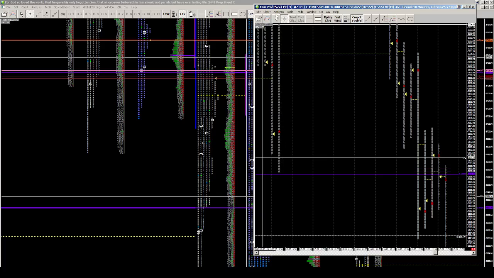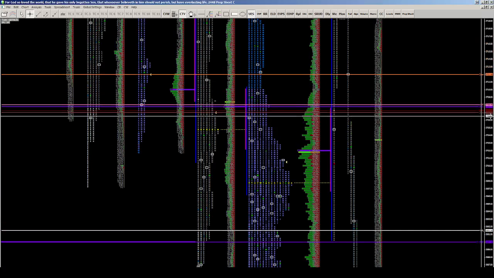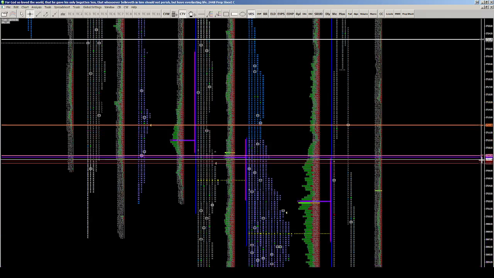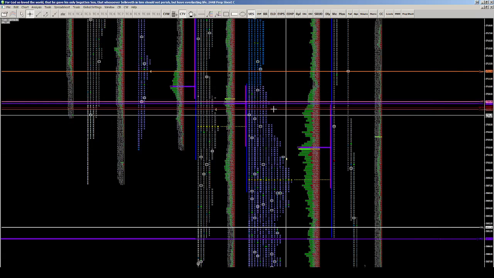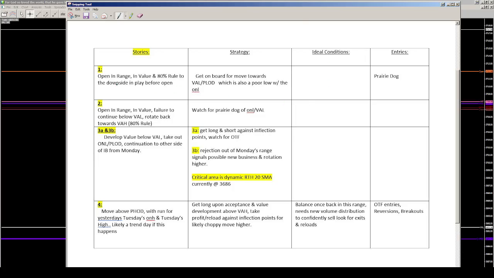It might happen today. All right, so let's get to the stories here and see what the ideas were to trade and how the day actually shook out and if any of those things were actionable. All right, moving in the plans from yesterday. Okay, the first thing was open in range in value. 80% rule to the downside in play before the open. So get on board for a move towards the value area low, prior low of day, which is also a poor low with the overnight low. All right, well, we did come down here, so this happened later, okay?